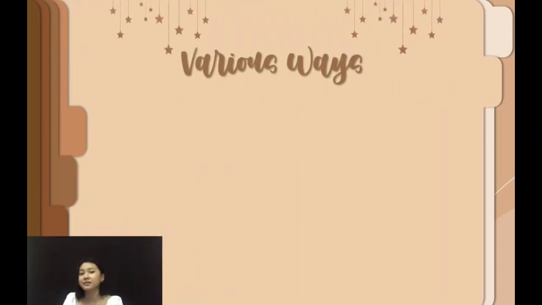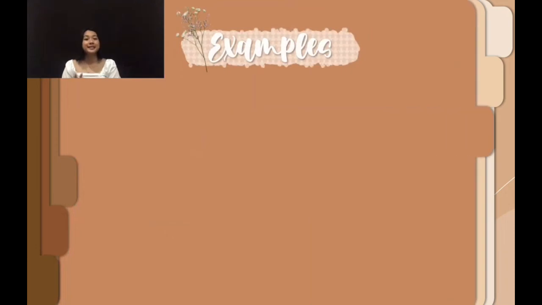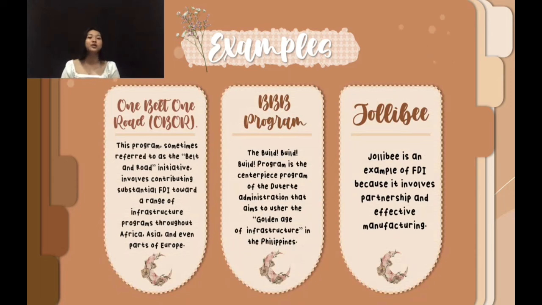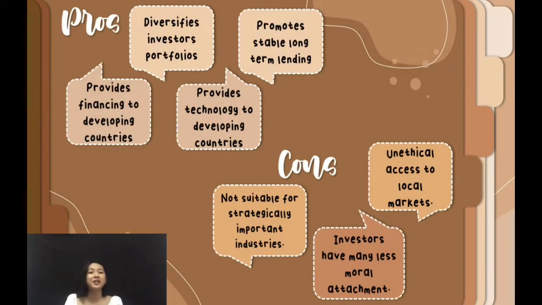Foreign direct investments can be made in a variety of ways, including opening a subsidiary or associate company in a foreign country, acquiring a controlling interest in an existing foreign company, or by means of a merger or a joint venture with a foreign company. One of the largest examples of foreign direct investment is the Chinese initiative known as the One Belt One Road. We can also take, for example, the Build program of the Philippines, wherein the huge investor of that program is China. I will be showing you the pros and cons of foreign direct investments.